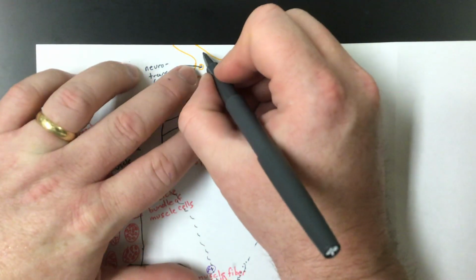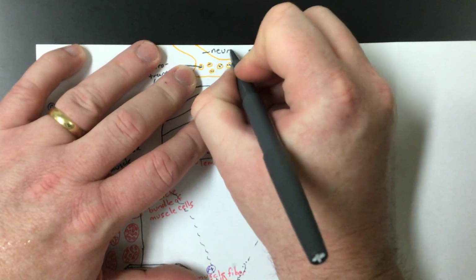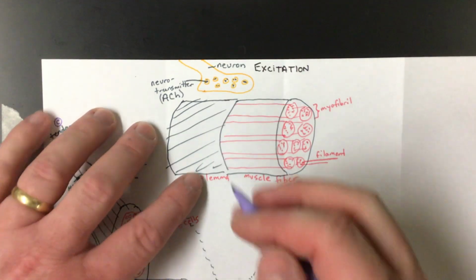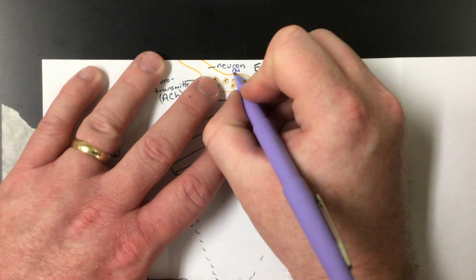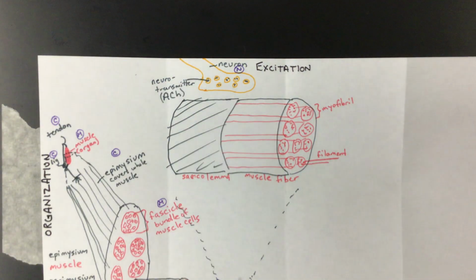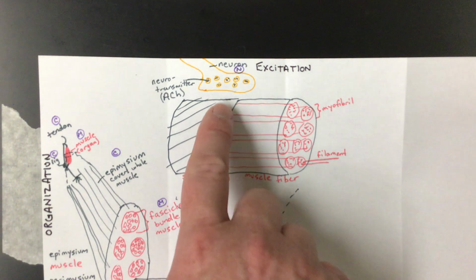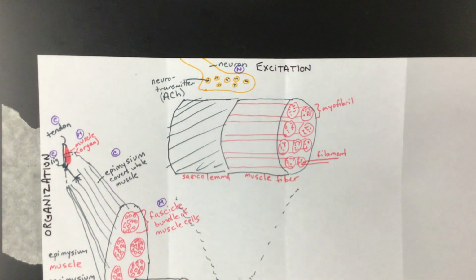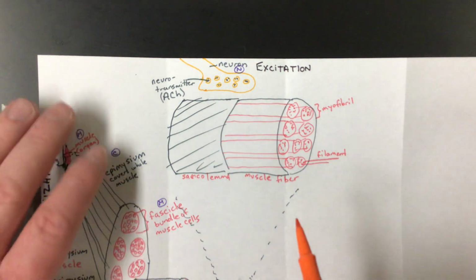And again, this is our neuron. And the great thing is we haven't had too many examples so far in our tissue of nerve tissue. So here's a good example right here. So what happens when it's time for a muscle to contract is these neurotransmitters, acetylcholine, are released onto the muscle. And the muscle has specialized structures to help receive that signal.